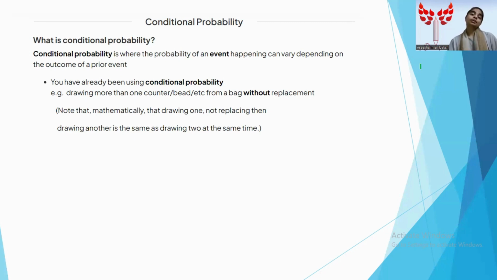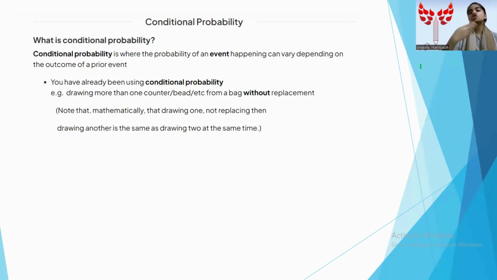If I take out a yellow ball, now I've given you the condition that 1 yellow ball has been taken out, so now you will say the probability is 1 upon 2. So the probability depends on a previous event. Drawing more than 1 counter or bead from a bag without replacement, you're not replacing them, then yes, it is conditional. We have also discussed a similar example. So this is one of the examples.